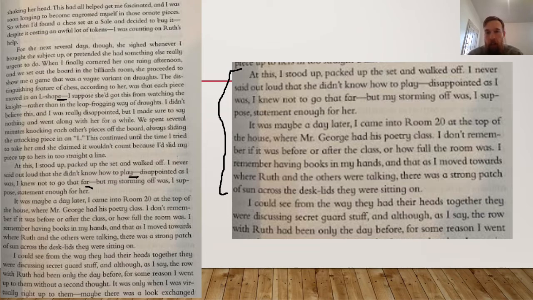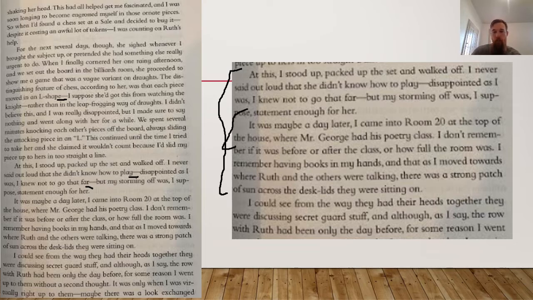At this, I stood up, packed up the set, and walked off. I never said out loud that she didn't know how to play. Disappointed as I was, I knew not to go that far. But my storming off was, I suppose, statement enough for her. It was maybe a day later. I came into room 20 at the top of the house.